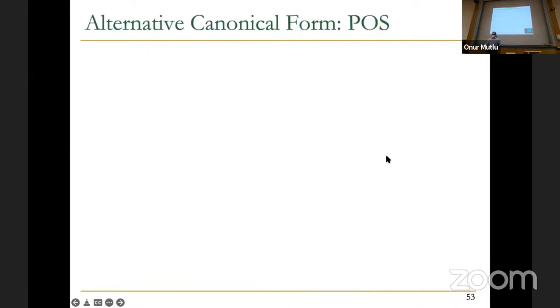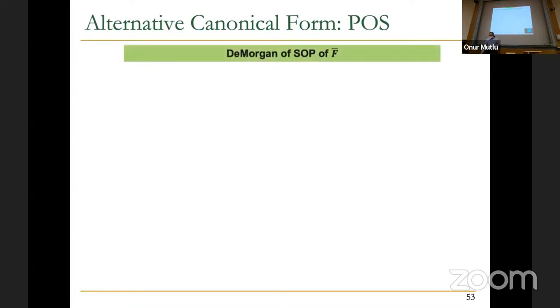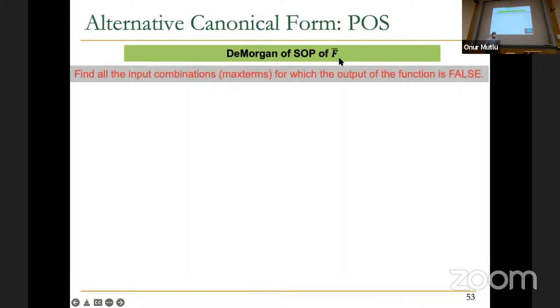Okay, so let's talk about the alternative canonical form. I'm not going to spend a lot of time on it because you can actually derive this easily as a De Morgan of the sum of products of the inverse of the function. But I want to give you intuition. Basically, here you find all the input combinations. They're unfortunately called max terms. I didn't invent this terminology. People use it. There's a reason for it, but we don't need to go into it. But basically, max terms for which the output of the function is false.